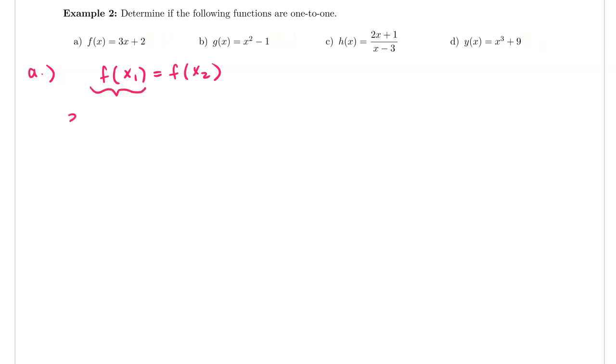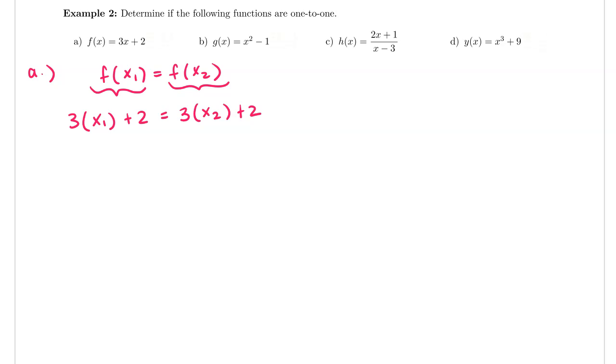That means that inside of my function, anywhere I see an x value, I'm going to replace it with x1. And then same thing on this side: anywhere I see an x, replace it with x2.